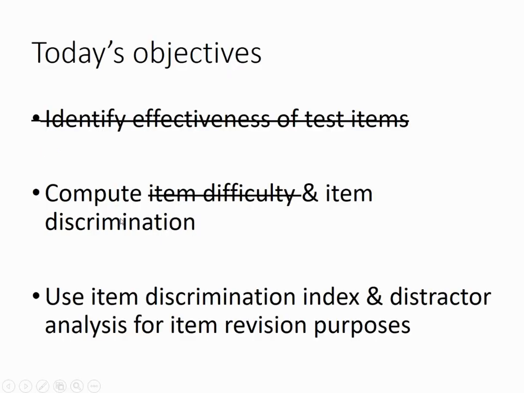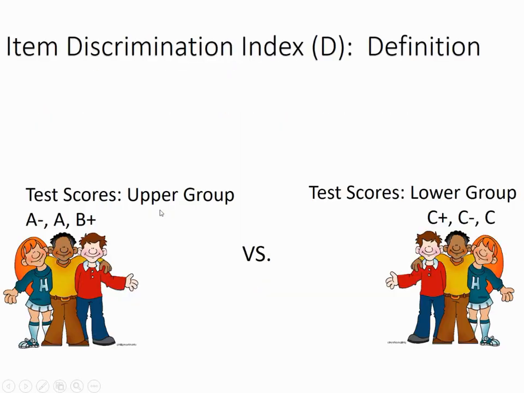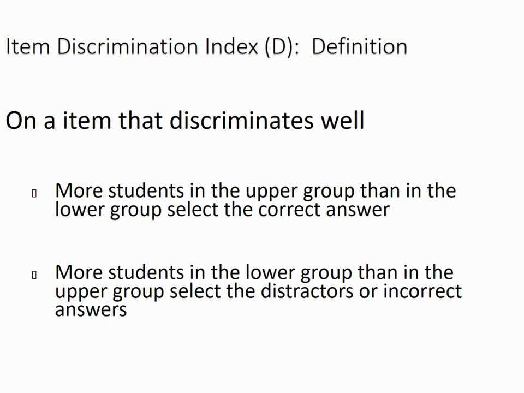Now let's switch gears and talk about item discrimination. The discrimination index measures the extent to which a test item discriminates between students who do well in the upper group on the test overall and those who do poorly in the lower group on the test overall. Items that have good discrimination power have students who scored overall high on the test getting the item right, while students who performed poorly on this test would be expected to get the item wrong.